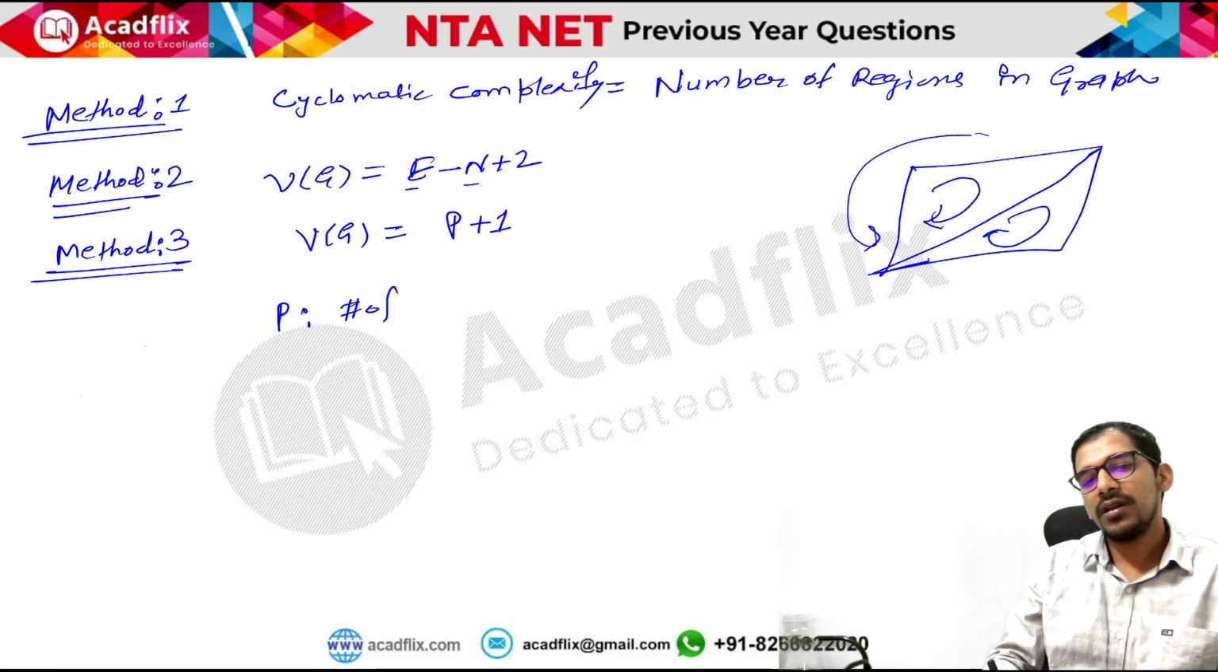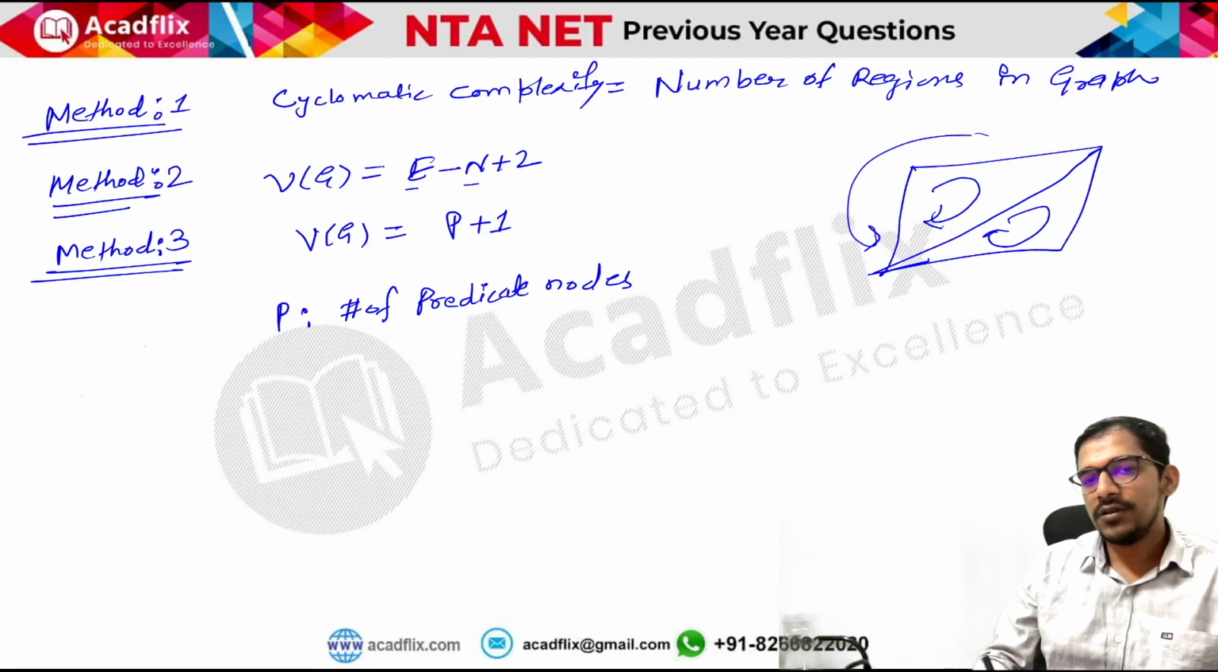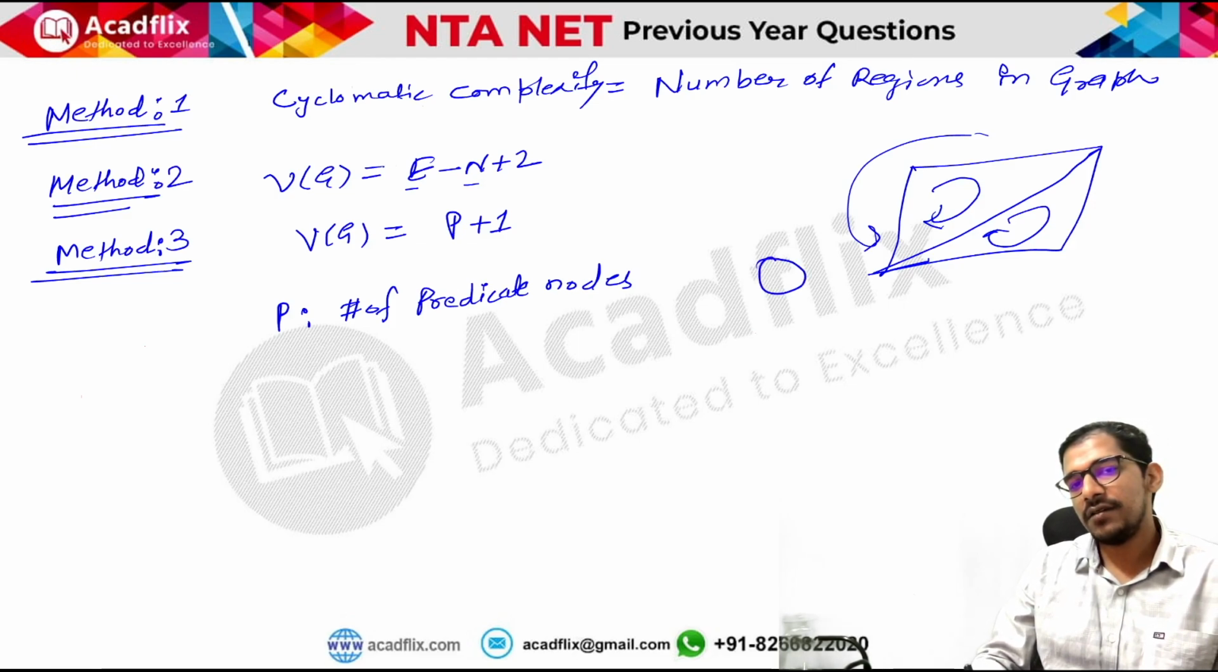Number of predicate nodes. Predicate node means the nodes in which we are checking the condition. Predicate means condition. So how will you identify the predicate nodes? For example, let us say this is the graph. This is the first statement of the program. Then this is the second statement of the program.